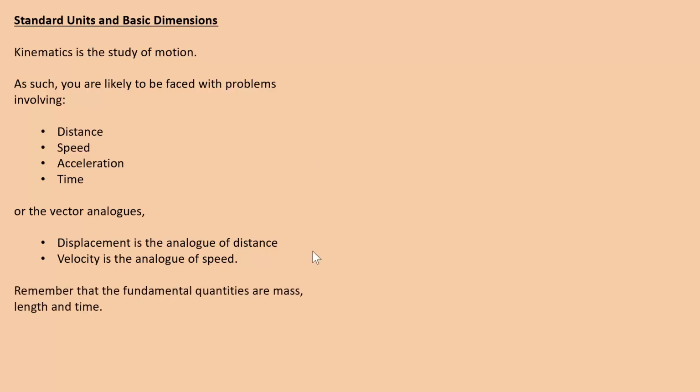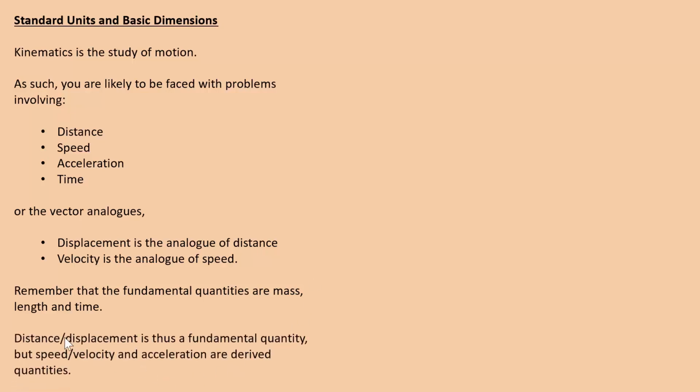Remember that the fundamental quantities are mass, length, and time. Distance and displacement are thus fundamental quantities, but speed, velocity, and acceleration are derived quantities. We know that velocity is distance over time. So velocity is length over time in terms of our fundamental quantities.